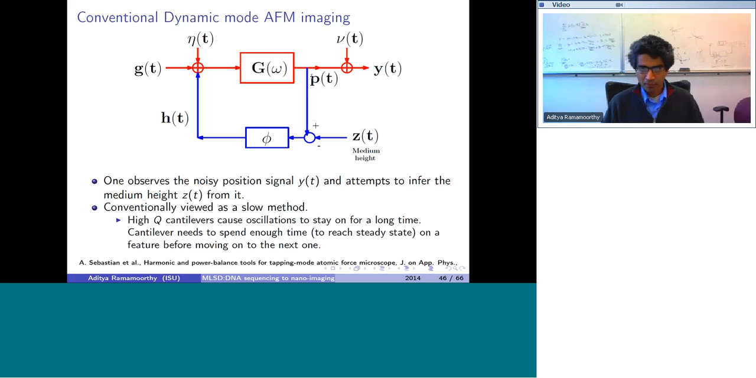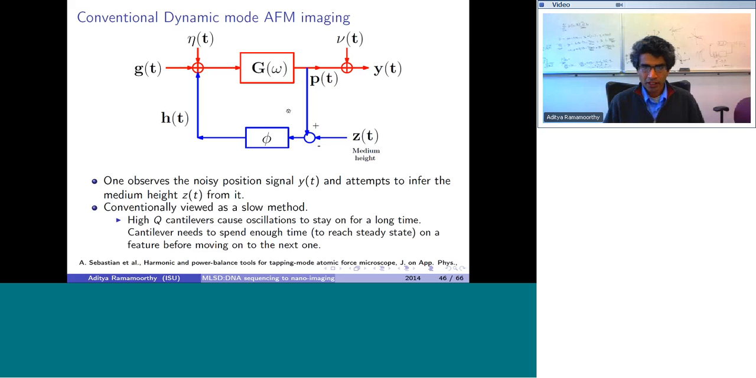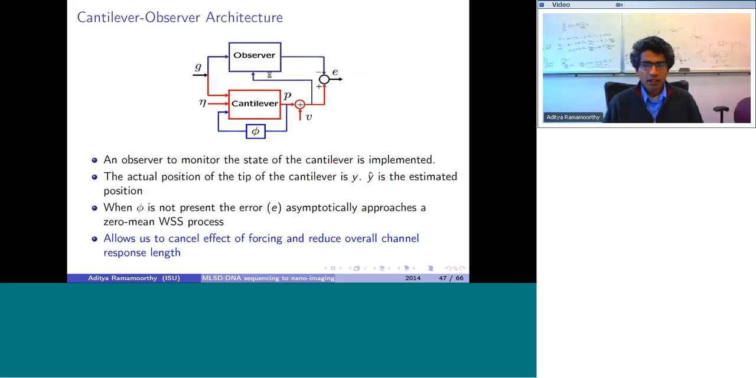But once you start thinking about it from a systems viewpoint, you can do more sophisticated things. For instance, here one could build a linear observer that is matched to the state of the cantilever. Imagine that there was no interaction here. One could build a linear observer matched to the state space model corresponding to the cantilever, and you can get the innovation signal. In the absence of any interaction with the medium, you would expect this to be a zero mean white Gaussian process, and the overall effect is that it reduces the length of the overall channel response.